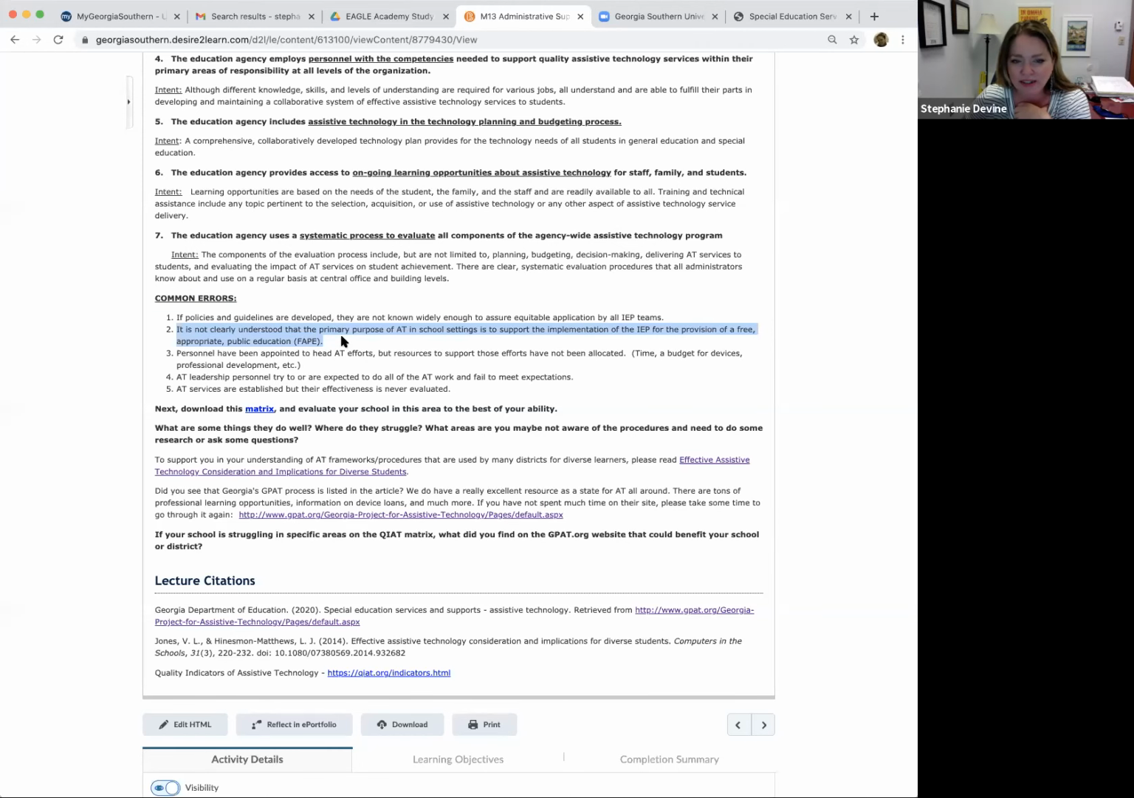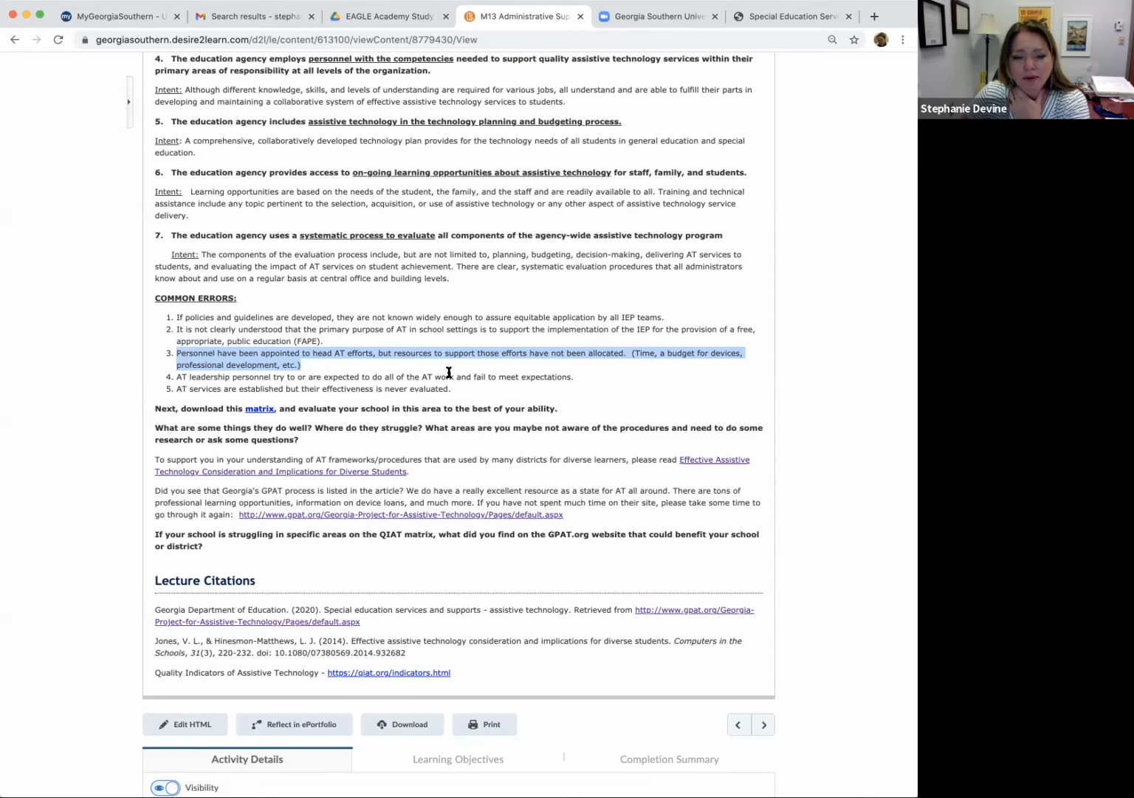Another one is that it's not clearly understood that the primary purpose of AT in school settings is to support the implementation of the IEP and for the provision of FAPE. Maybe they don't understand that. They think, oh no, this is extra stuff. But no, this is actually to give free and appropriate public education access.